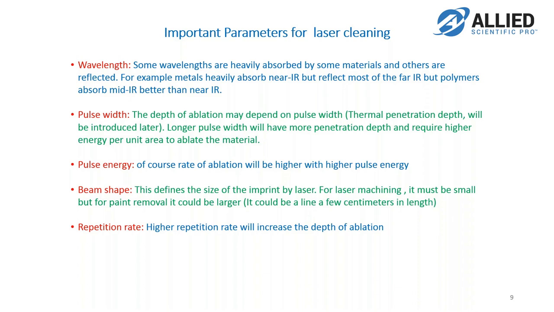The beam shape plays a role. So for machining, for example, again, we're going back to ablation, it must be small, but for paint removal, it could be larger. As you saw in the previous video, there was about a 7 centimeter line for the laser cleaner. So you don't need it to be a spot. Depends on what you're cleaning. In case of historical monuments, there may be need for a very small round beam. But if you're just removing a coating from a surface, it could be a 7 centimeter line. So there's no problem. And then you have a repetition rate.